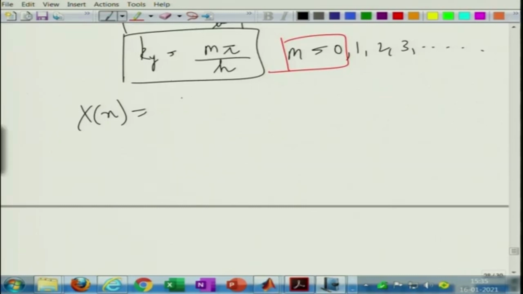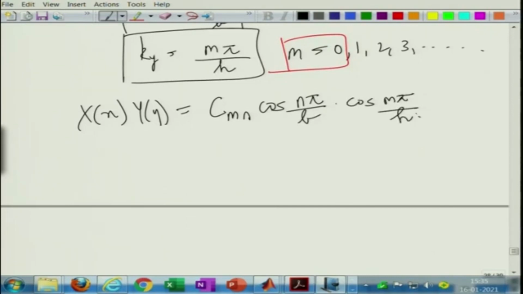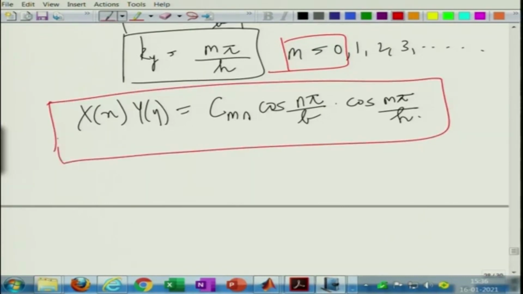So, here, if I were to combine the solution, let me write down something like this. So, this will be, say, some constant Cmn cos of n pi x by b into cos of m pi y by h. Okay. This was it, where m and n range from 0, 1, 2, 3, 4. Now, we have this kind of a thing.